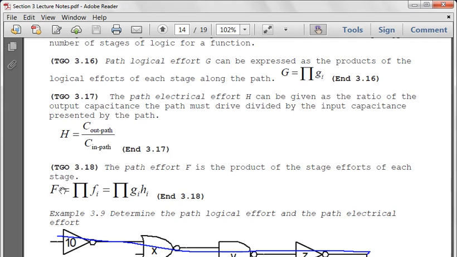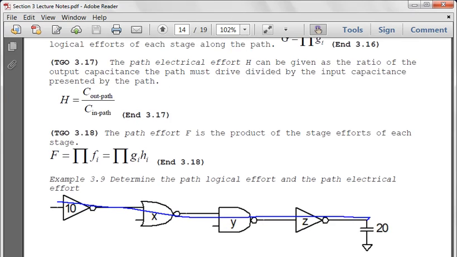And so this is a simple example 3.9. We're going to use this to determine the path effort. We're going to take these definitions and see them in an example. So we have an inverter, a NOR gate, a NAND gate and another inverter, and we have an output capacitance of 20. Here's how this works.